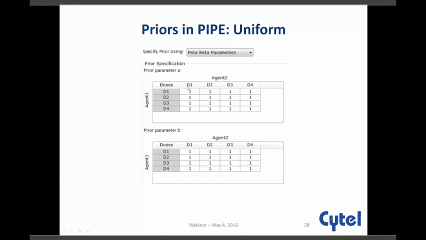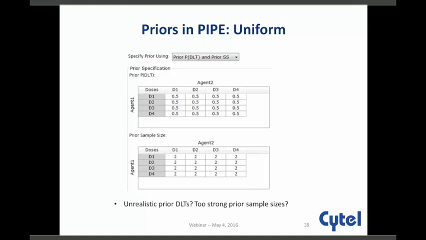So you can see that the alpha parameter of the beta distribution as well as the beta parameter of the beta distribution are both 1 for each dose combination. Or you can specify these prior distributions in terms of the probability of a dose-limiting toxicity at each dose combination, as well as the prior sample size.